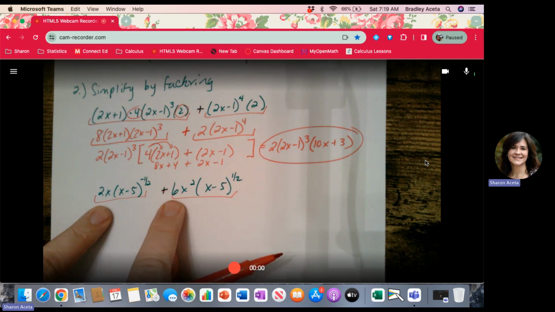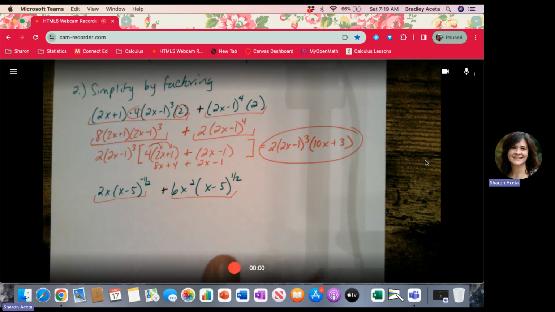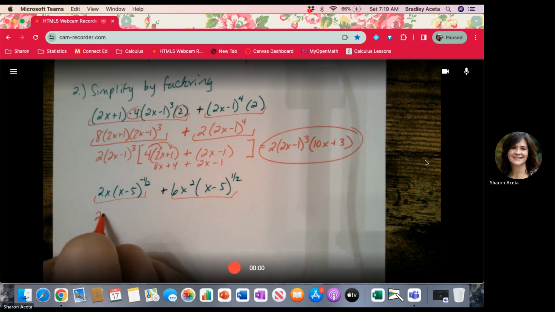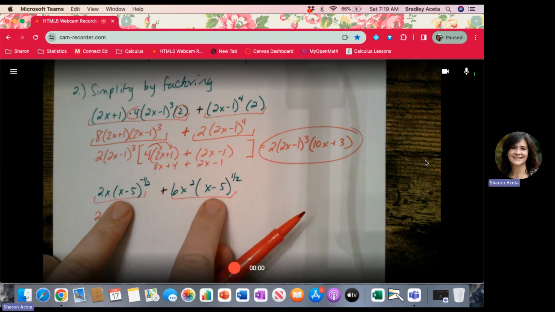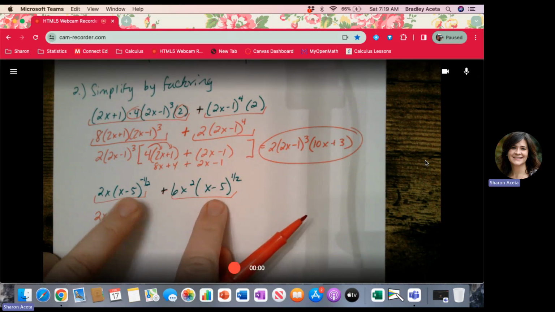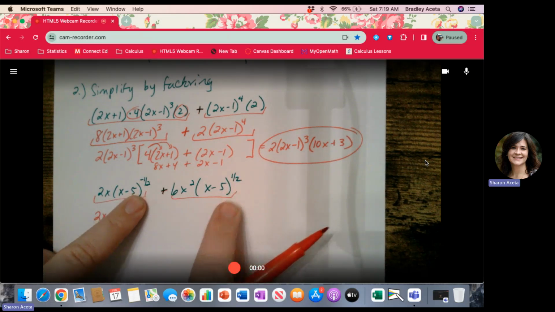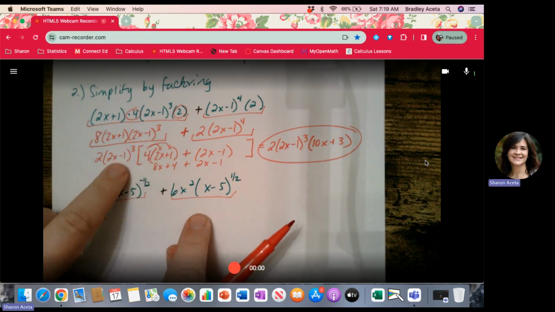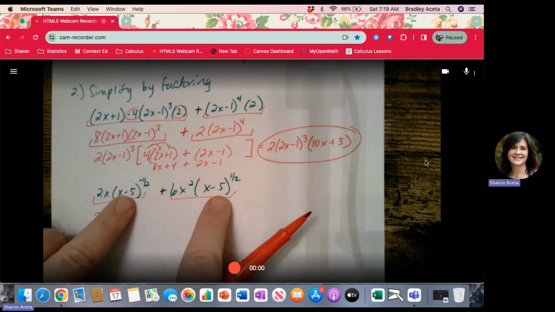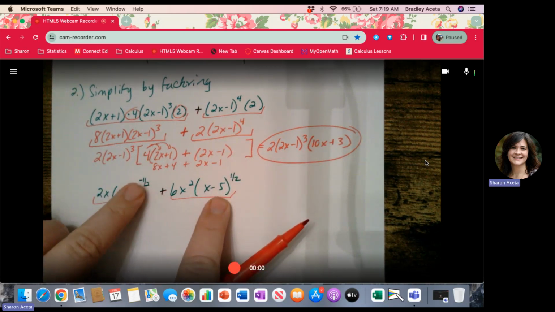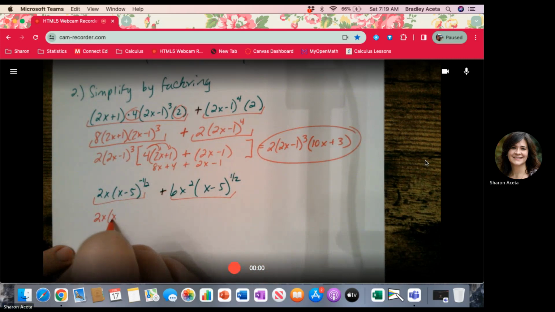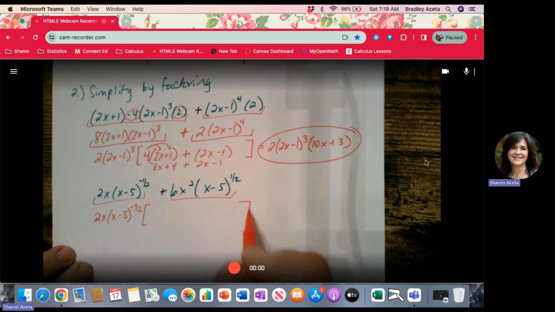So I want to see what I can factor out from a 2x and a 6x squared. Well, you should know how to do that. That's algebra. So we could factor out a 2x. But they're both sharing a quantity, x minus 5, except which power do I take out? Well, just like up here, you take the lowest power out that they share. You're going to do the same thing here: x minus 5 to the negative 1/2. And then put a bracket.